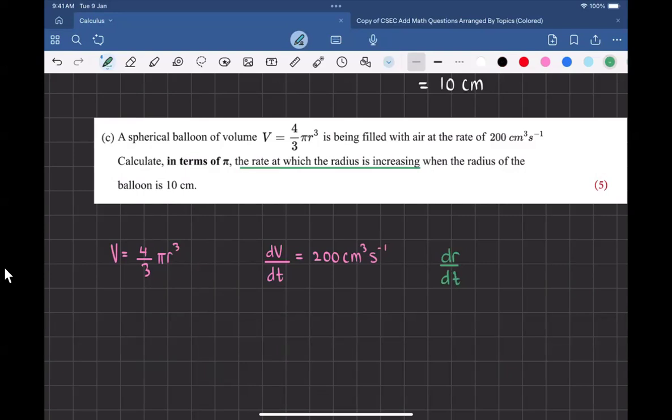Like losing my hair every 5 hours, or I can reach there in 2 hours. Okay. That's what we're trying to find: dr/dt. That's what we're really trying to find. And they also told us when the radius is 10 centimeters. So those are the pieces of information they gave us.